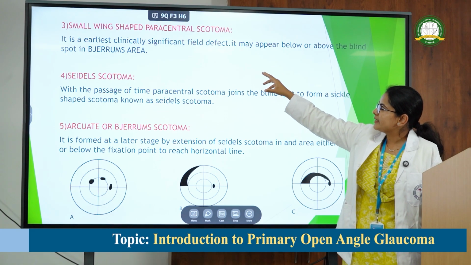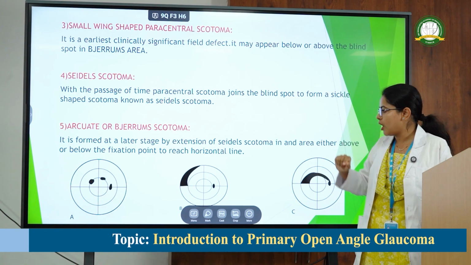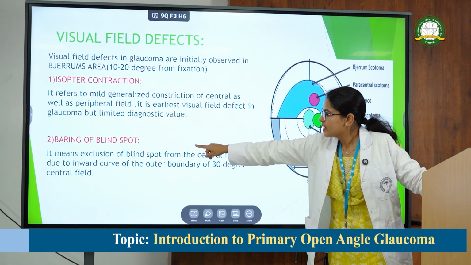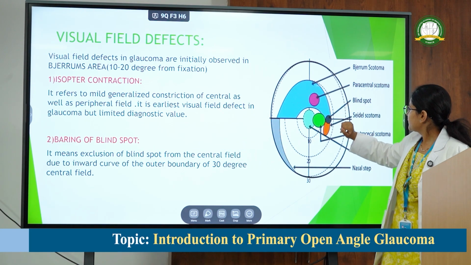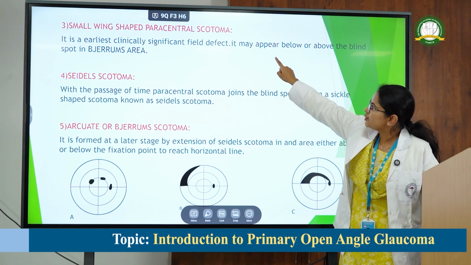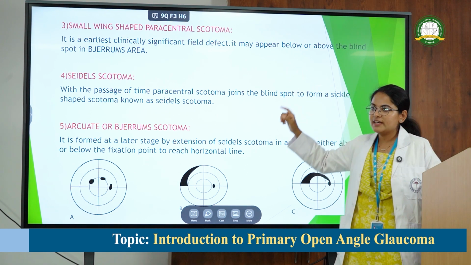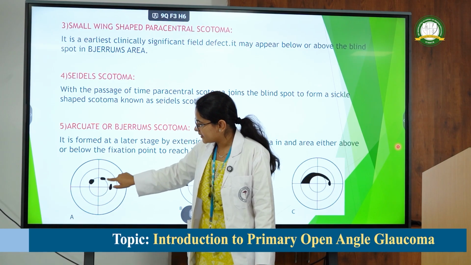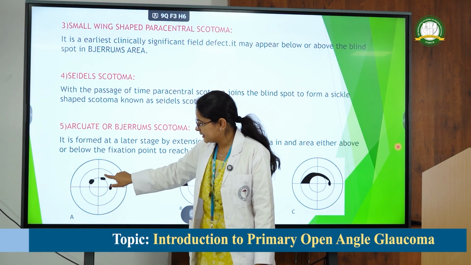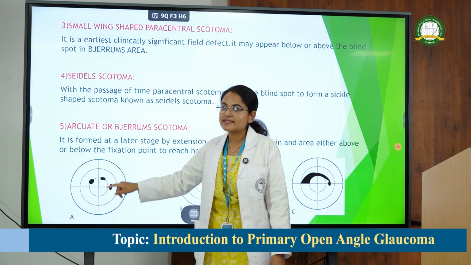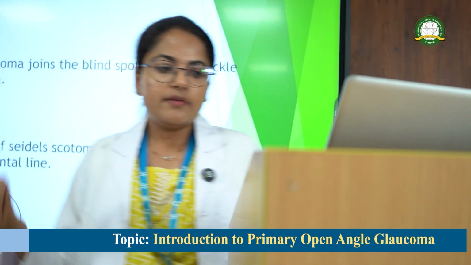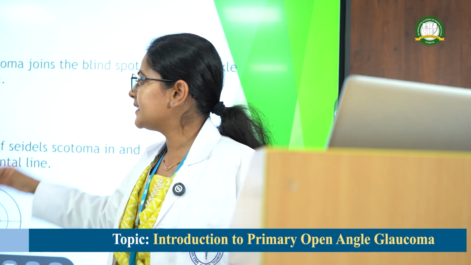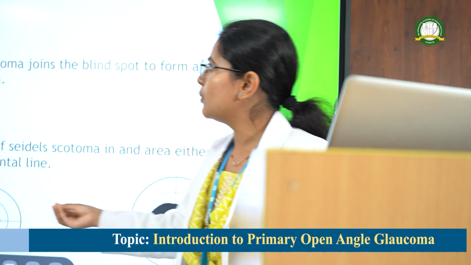Now the small wing-shaped paracentral scotoma. How does the small wing-shaped paracentral scotoma appear here? First we thought of baring of the blind spot, then the wing-shaped paracentral scotoma. Now what will happen? This is the blind spot. This is the scotoma in one isopter. This is the sickle shaped. So this is the visually significant field defect that develops in glaucoma. The patient will appreciate this more and it is significant in glaucoma changes.